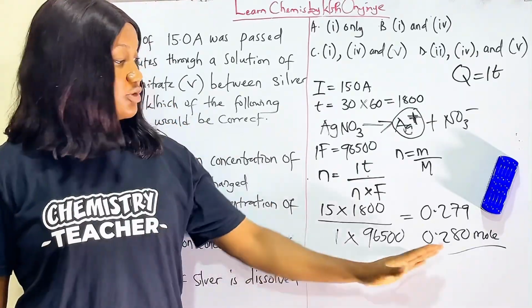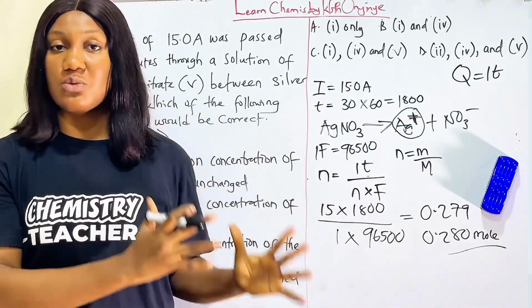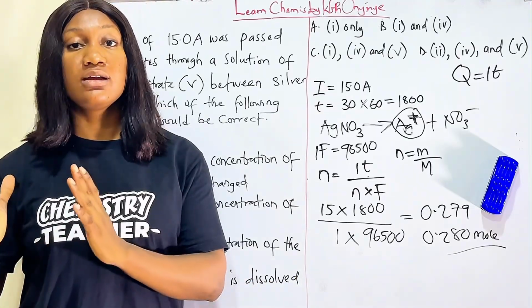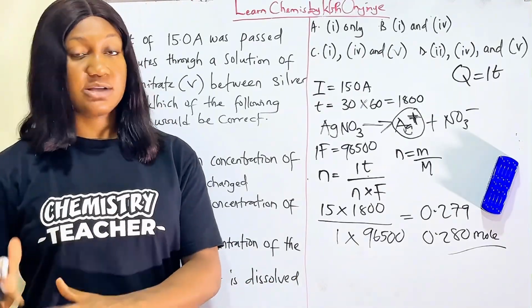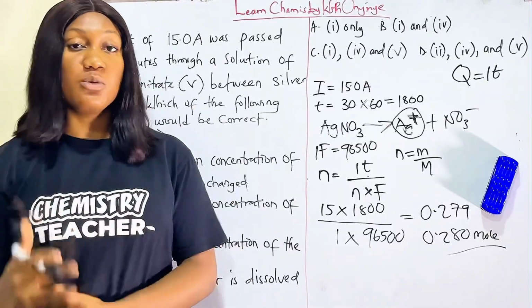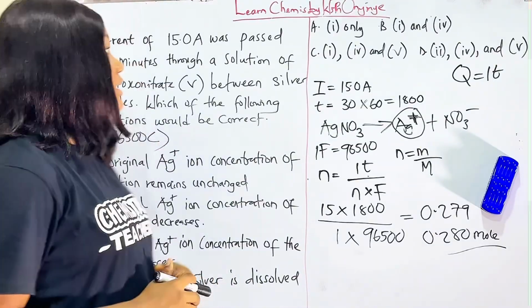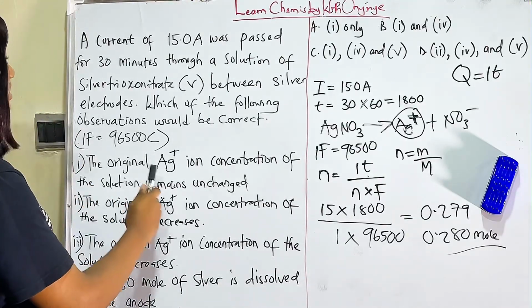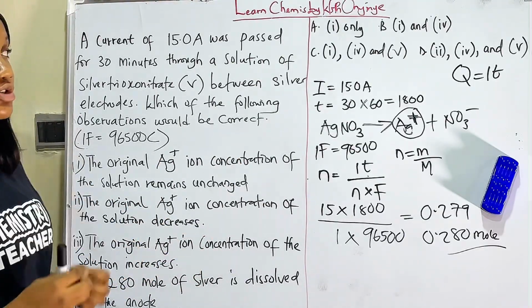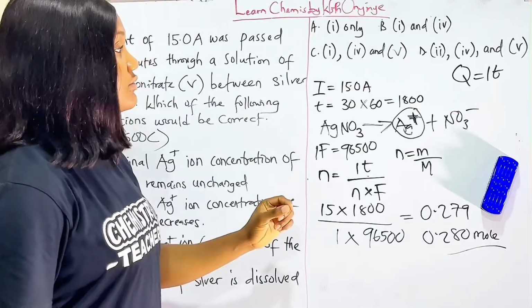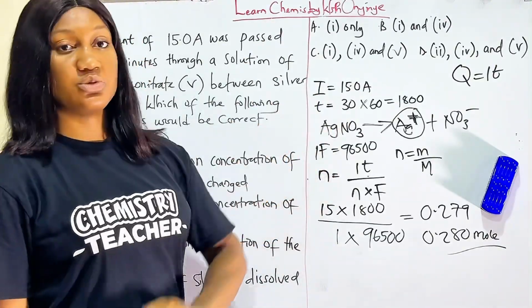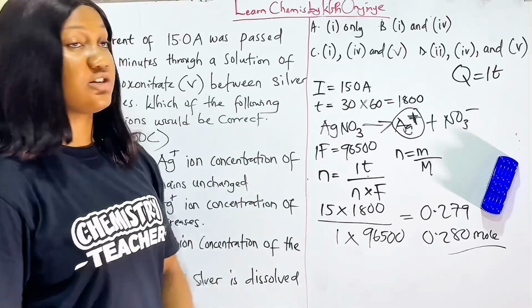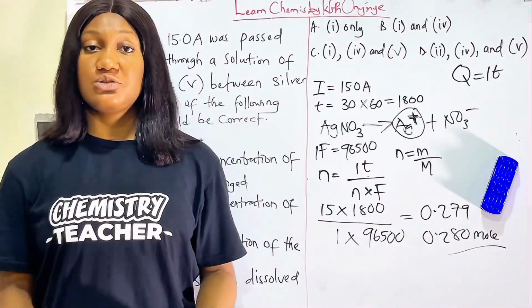Now we've gotten 0.280. Let's come back to the question. Follow me and listen carefully because I'm about to explain one of the most important rules of electrolysis. Now, option I says the original silver ion concentration of the solution remains unchanged. First of all, what electrode was used? Silver electrode was used. A metal electrode was used.